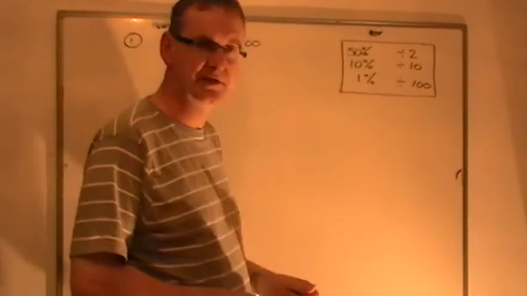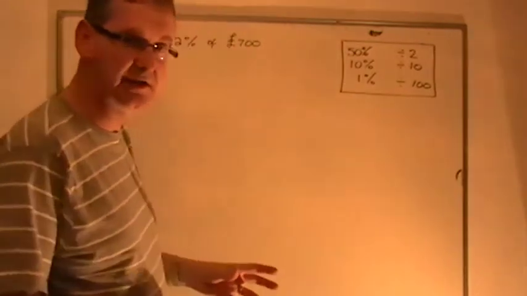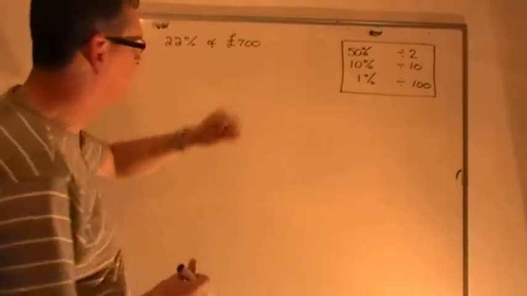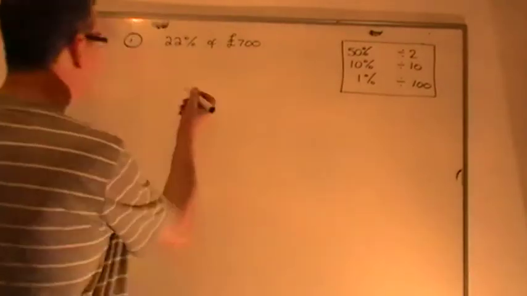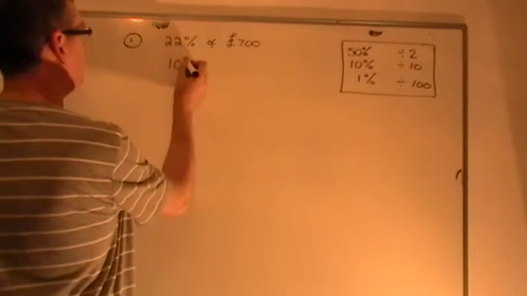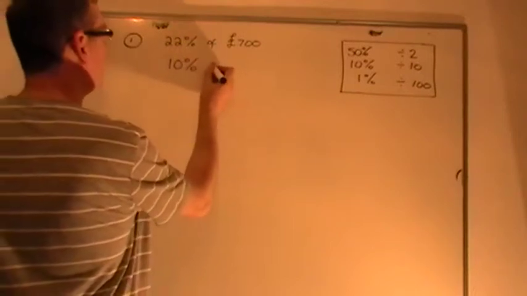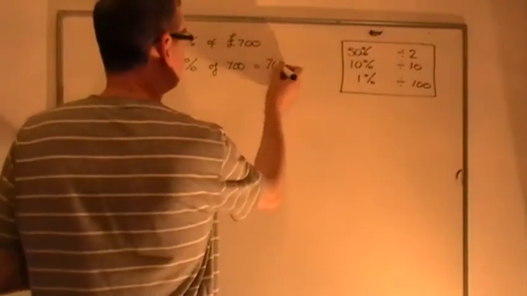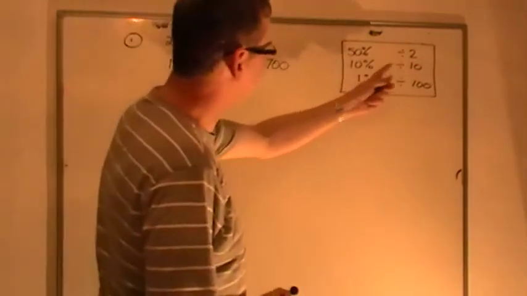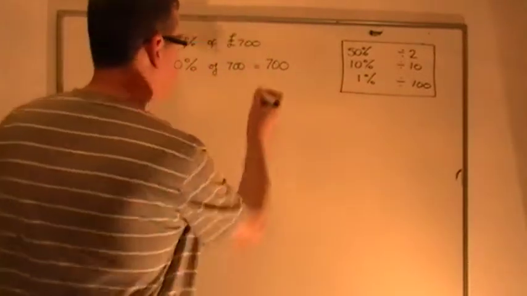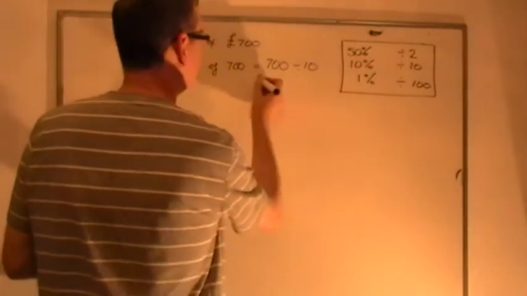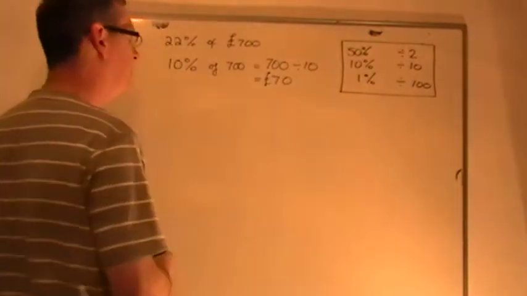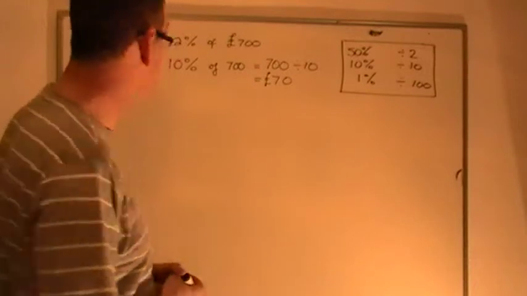Learn those 3 things, and then any percentages calculation like this on paper 1 you should be able to cope with. So for example, 22% of £700. What I would do is first work out what 10% is. 10% of 700. You know that 10% is the same as sharing by 10. So we just share by 10. And that is just knock a nought off, £70. So we know that 10% is £70.